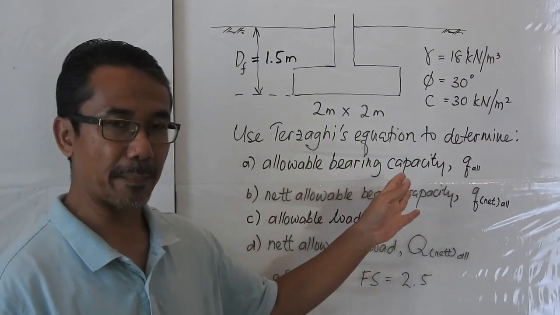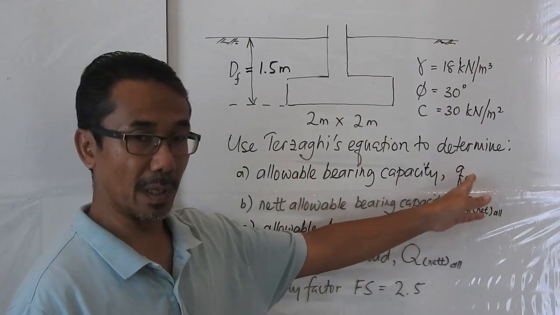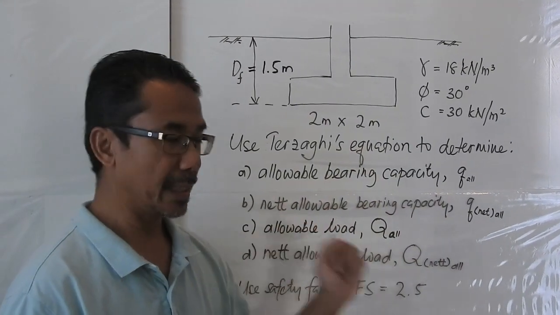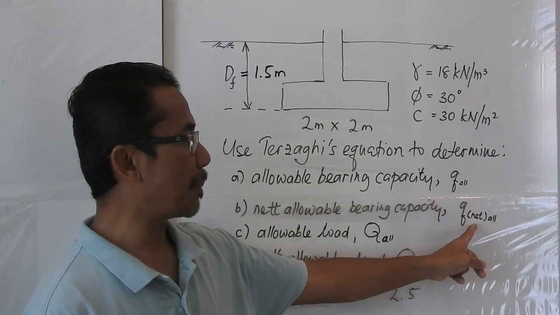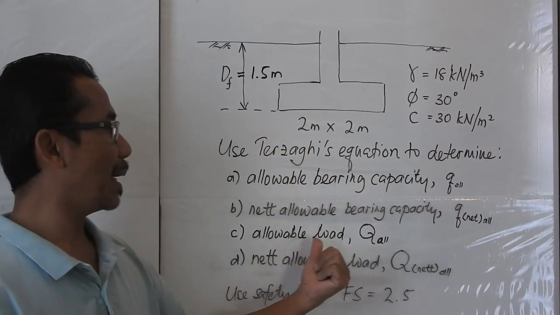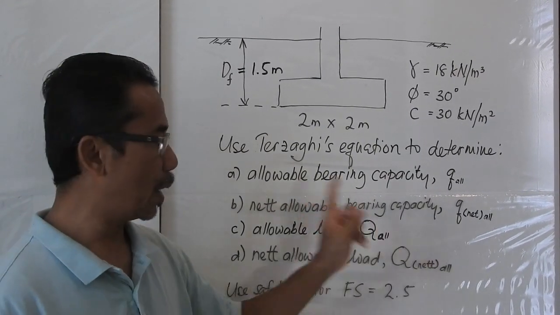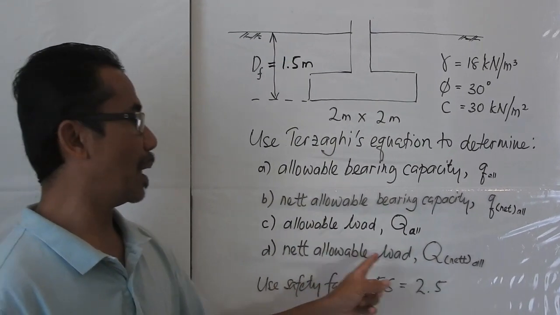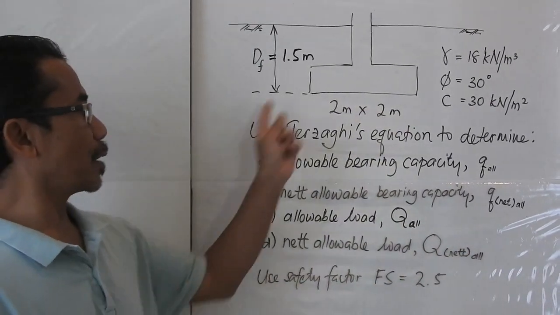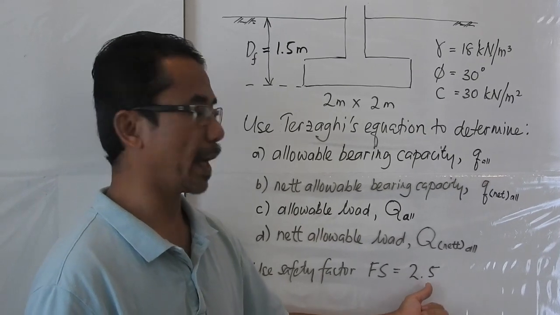So, in this example, we have to use Terzaghi's equation to determine the following. A. Allowable bearing capacity with the symbol of small q sub all, q allowable. B. To determine the net allowable bearing capacity with the symbol of small q sub net all, q net allowable. C. Allowable load with the symbol of capital Q sub all, that's allowable load. And D. Net allowable load with the symbol of capital Q sub net allowable. To solve this problem, we have to use safety factor Fs equal to 2.5.